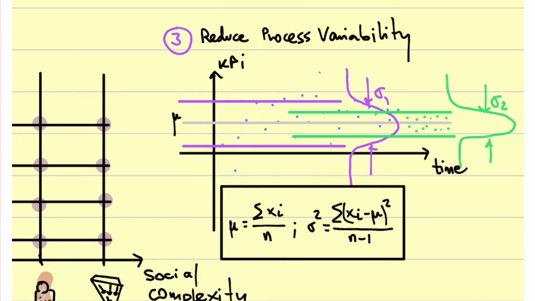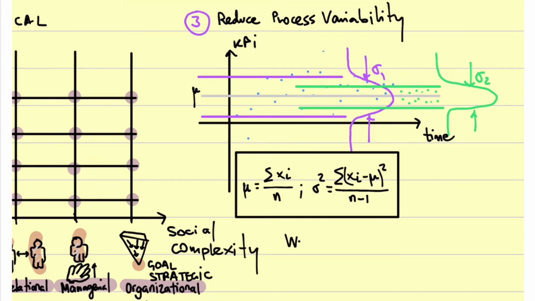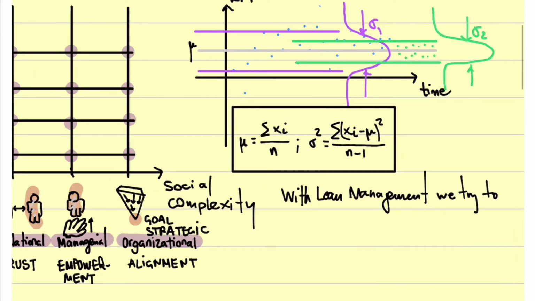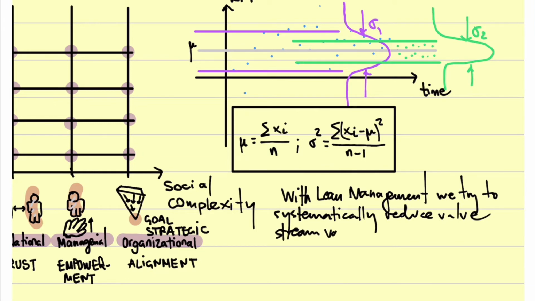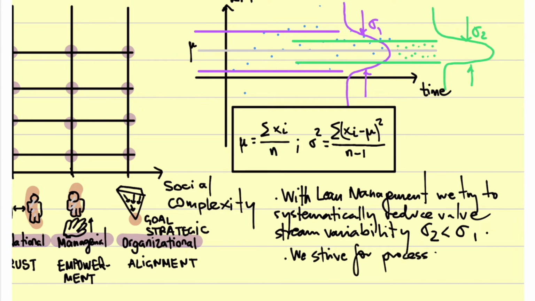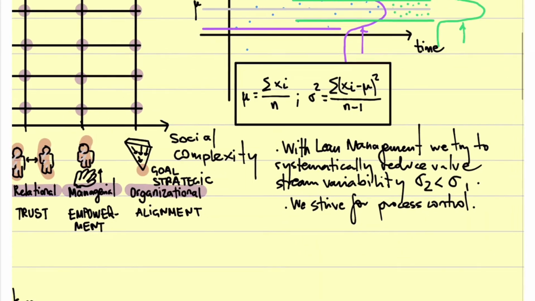Okay. With lean management, we try to systematically reduce value stream variability. Okay, so sigma 2 should be smaller than sigma 1. This means we strive for process control.